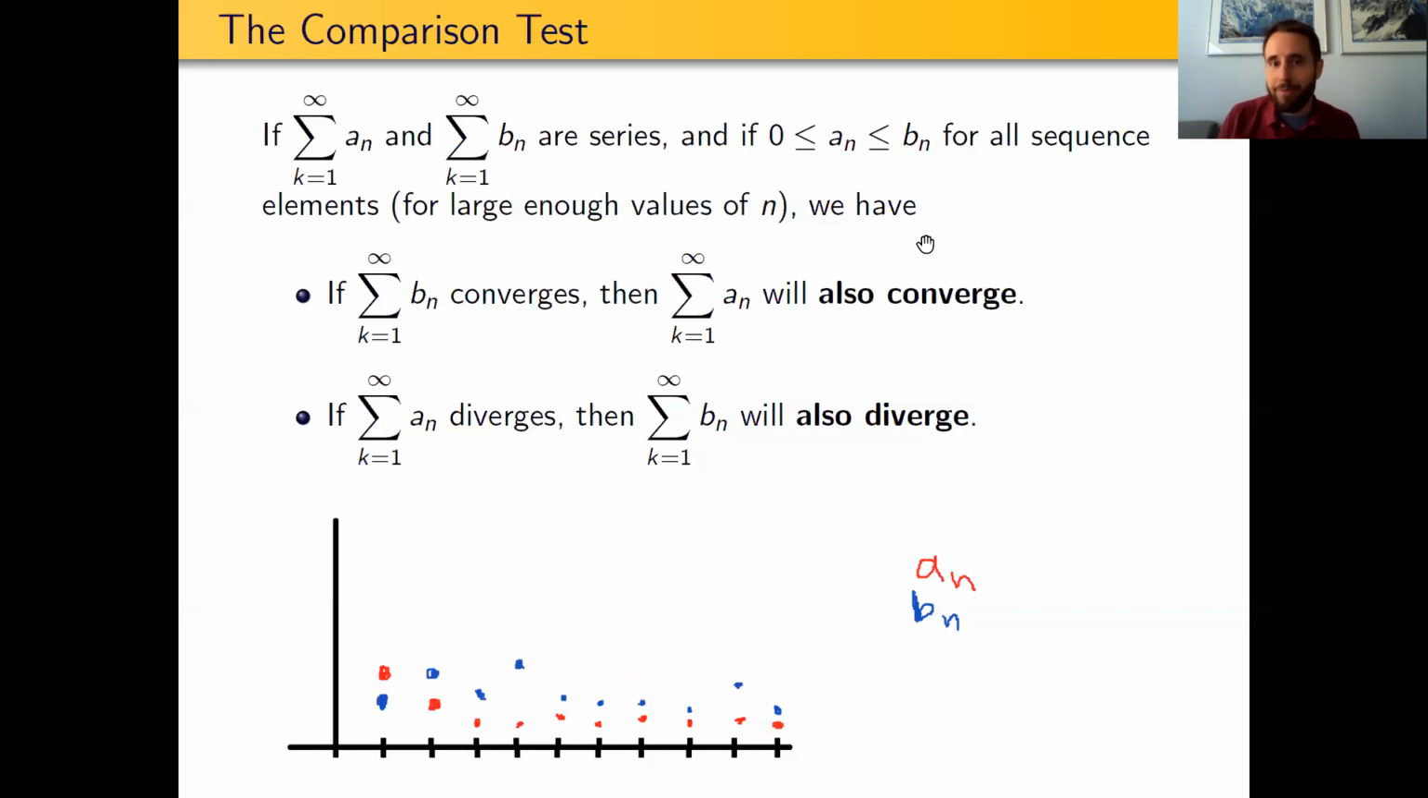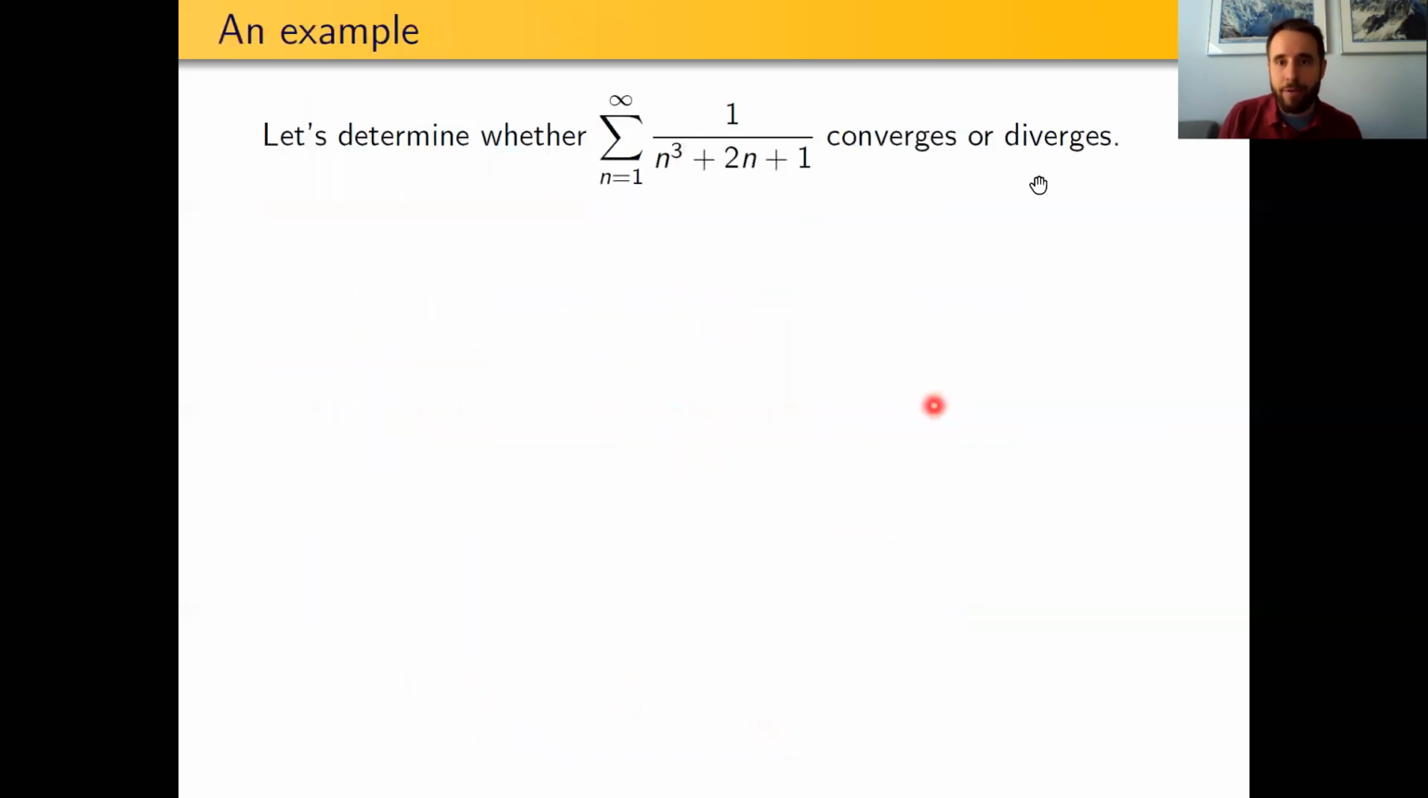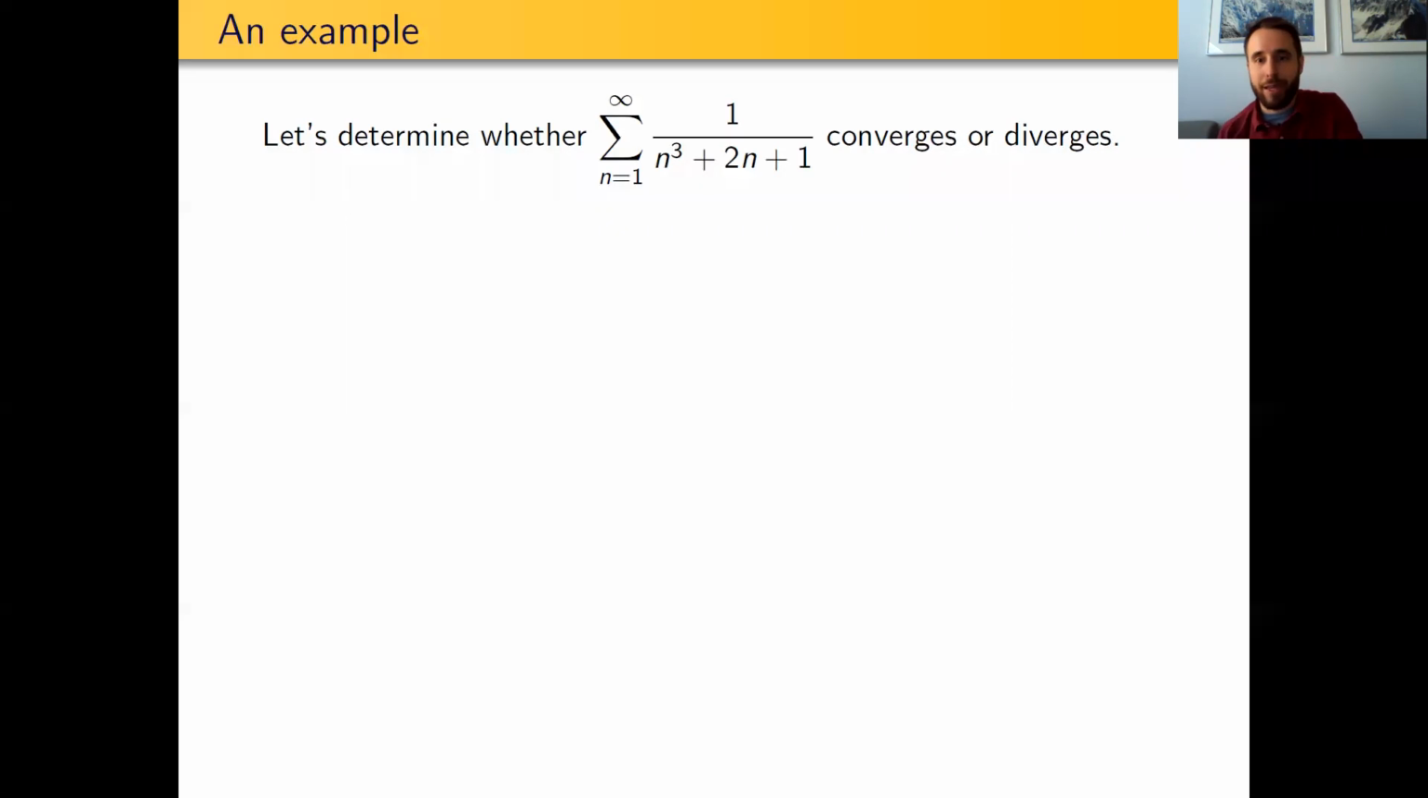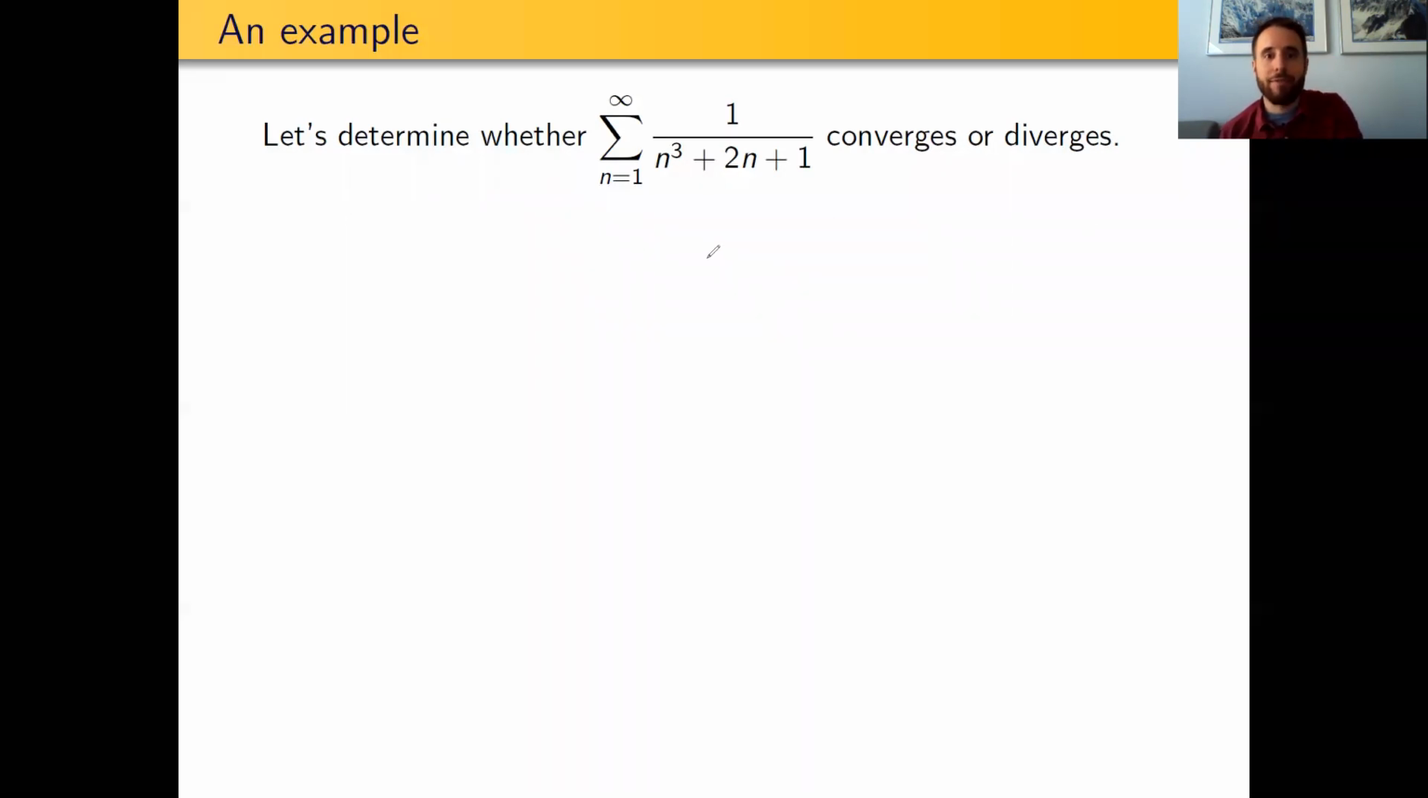All right. So that is our comparison test. I'm actually going to skip ahead for a moment, and let's look at an example to determine whether or not 1 over n cubed plus 2n plus 1, whether this series converges or diverges. All right, and so when I look at this, I'm trying to figure out whether this converges or diverges.